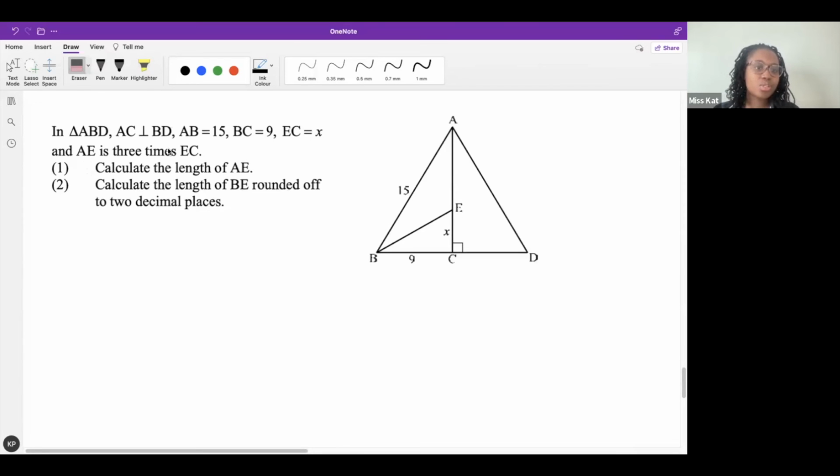Before you even go to question 1, if they say it is 3 times EC, how can I write it? Let's see. Anyone? If EC is X and AE is 3 times EC, then AE is what?